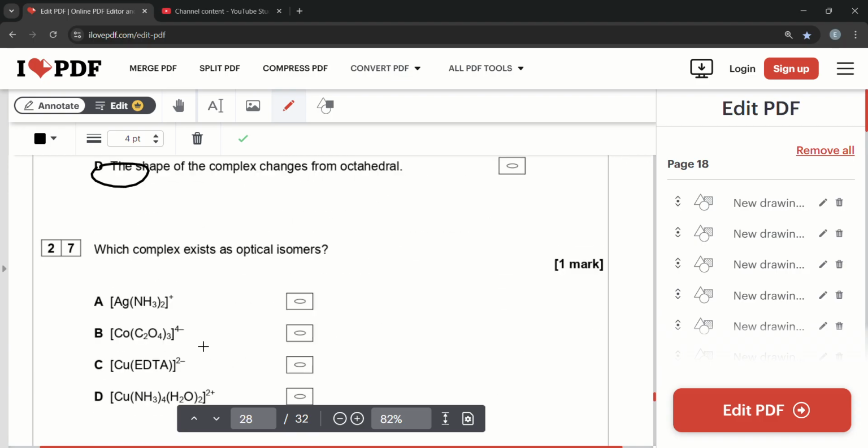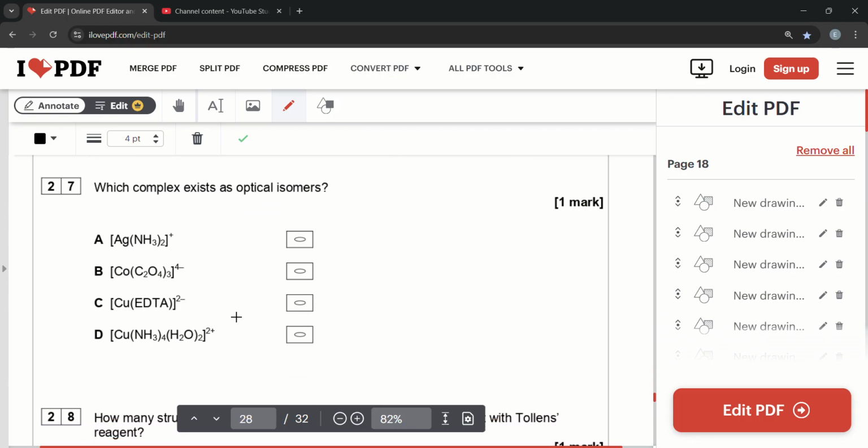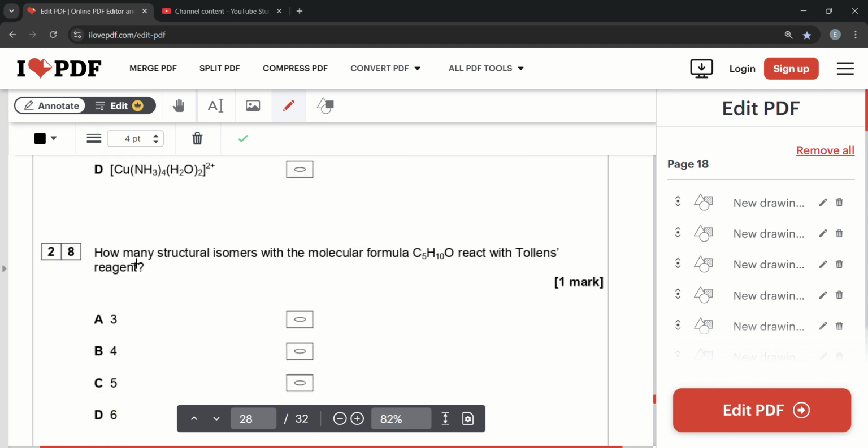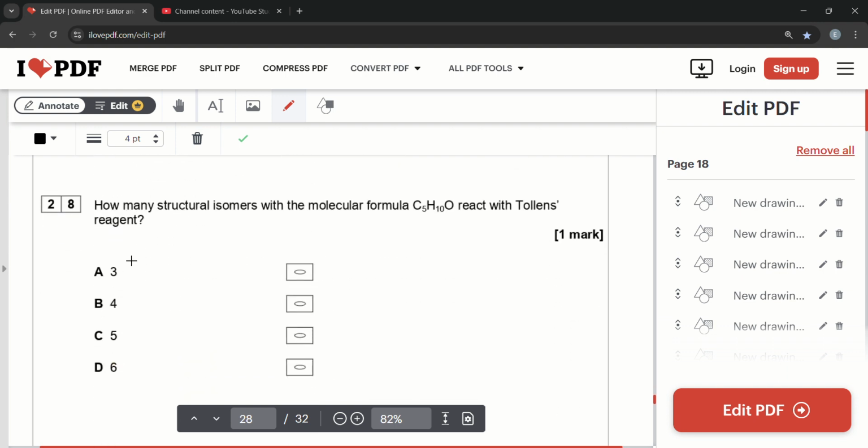Which complex exists as optical isomers? There's a mistake in here. It should actually be B and C, but obviously you're only supposed to do one. Therefore, I'm going to skip this question. But the answer is B and C, and I haven't gone through these complexes anyway, so I wouldn't be able to get it anyway. 28.